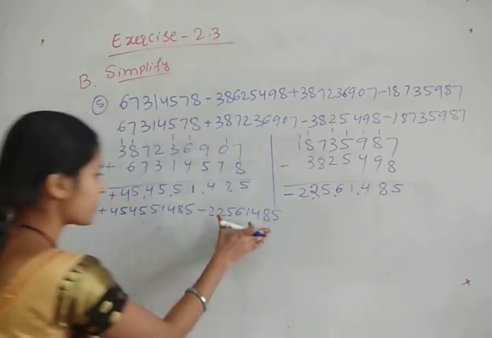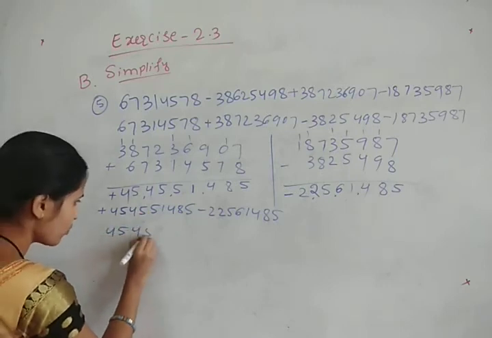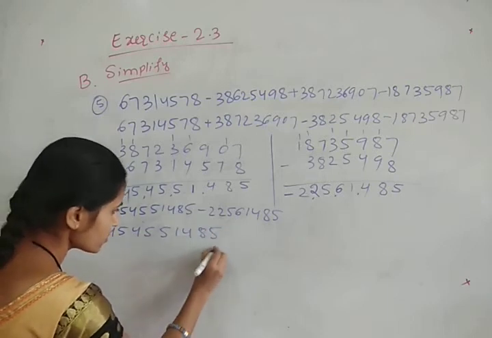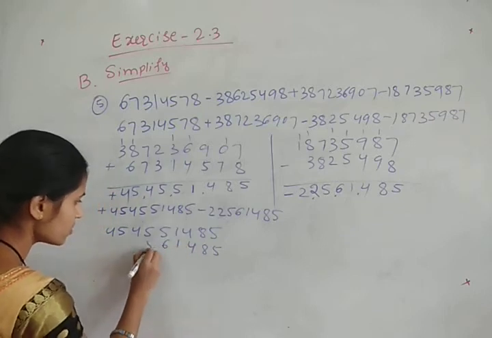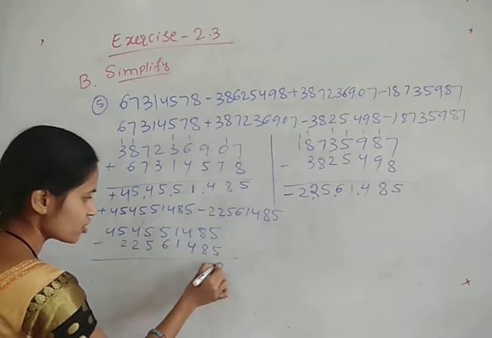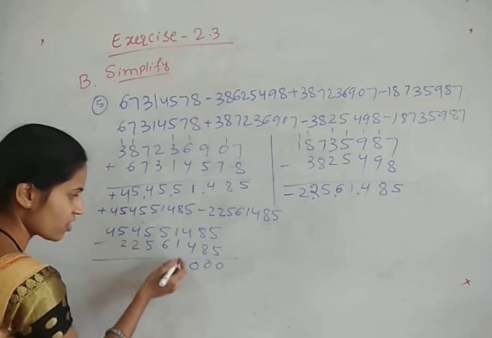Okay, now I will subtract this number from this. See here, 4 5 4 5 5 1 4 8 5. Okay, now let us subtract. 5 minus 5 is 0. 8 minus 8 is 0. 4 minus 4 is 0. 1 minus 1 is 0.